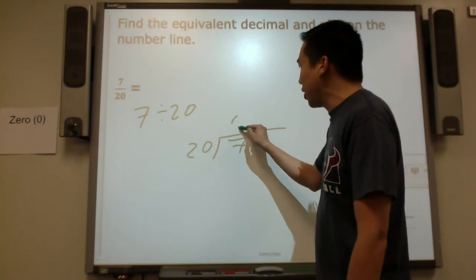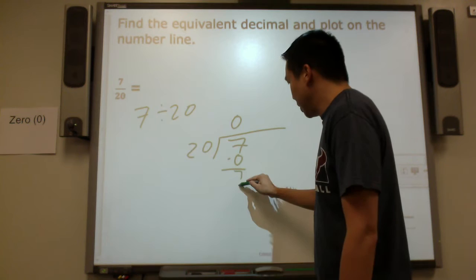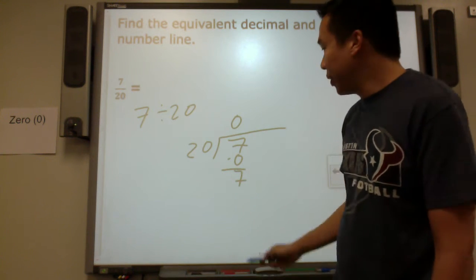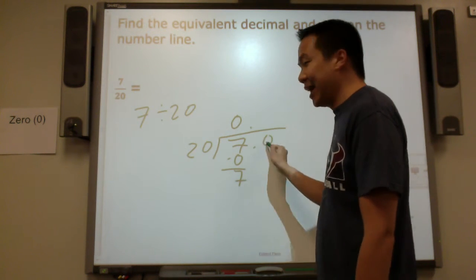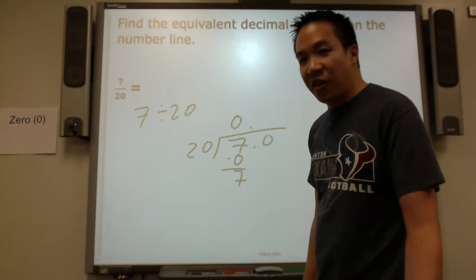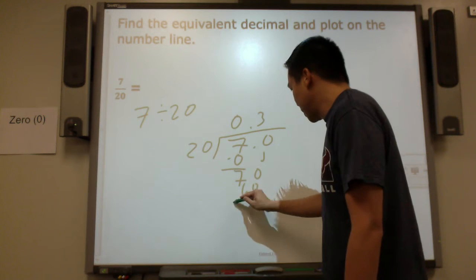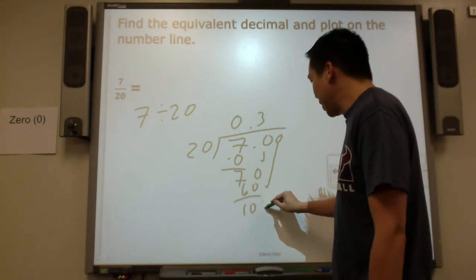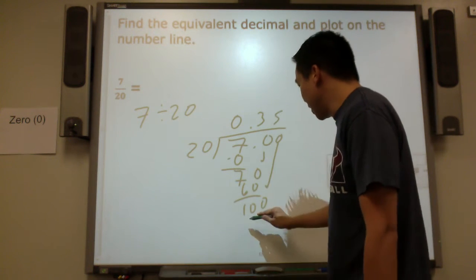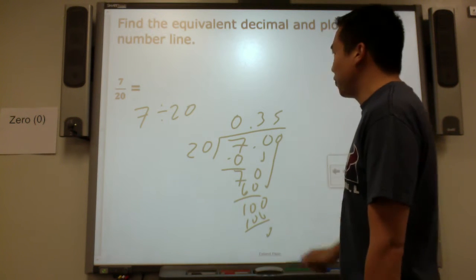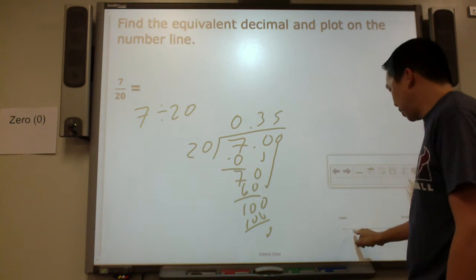Can 20 go in 7? I don't think so, 0 times. How do I get rid of this remainder? Add a 0.0 right here. Again, it does not change its value. It's still 7 divided by 20. Bring it down. How many groups of 20 go into 70? 3 times. Remainder is 10. Add another 0. Bring it down. How many groups of 20 go into 100? 5 times. And we are done. So it's 0.35.